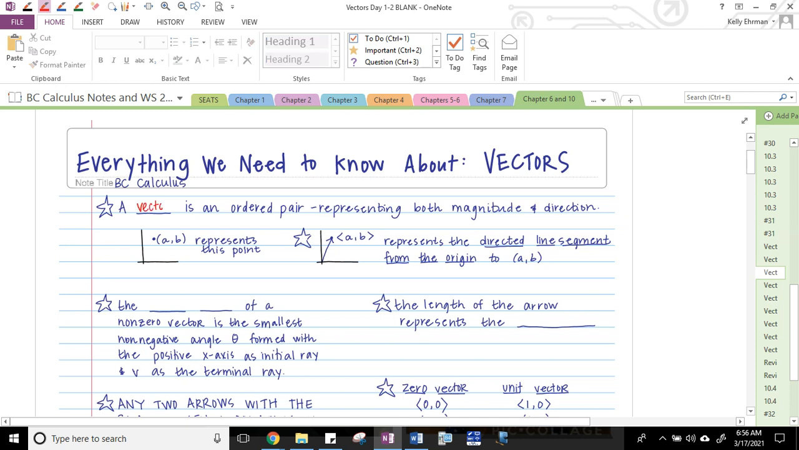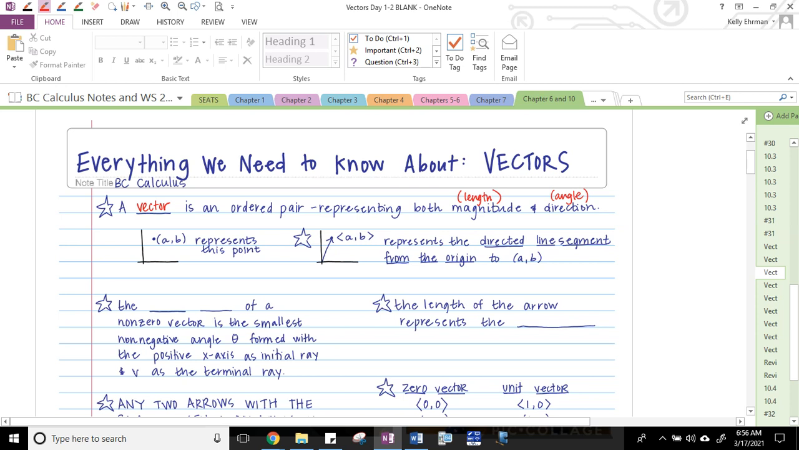We have lots of vocab today. So a vector is an ordered pair representing both magnitude and direction. Magnitude means length of a vector, and direction is going to refer to an angle. We'll get more into those details in a minute.